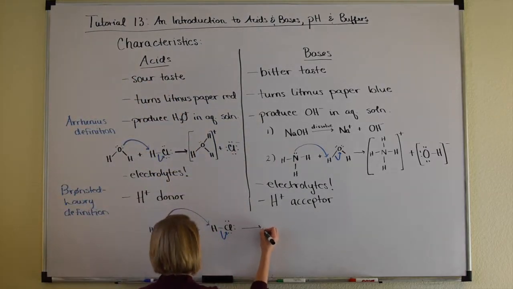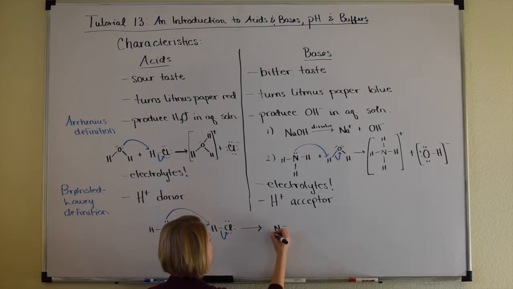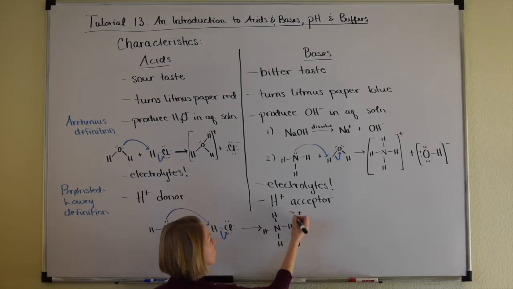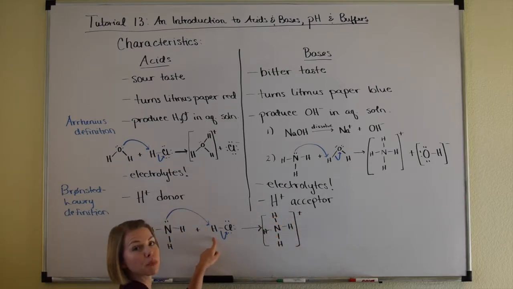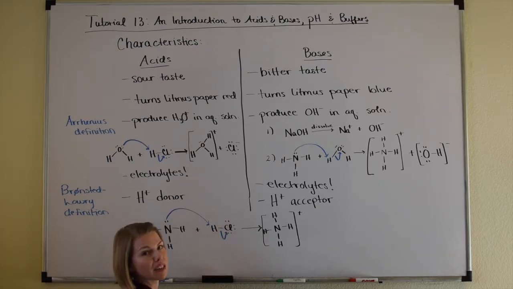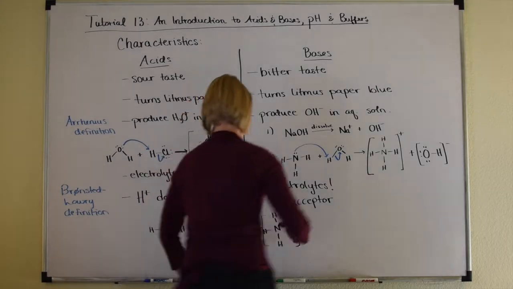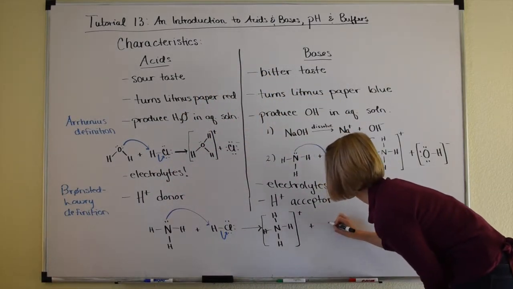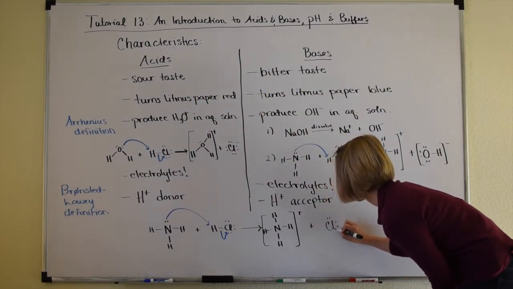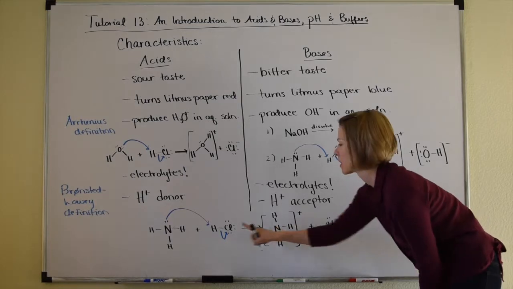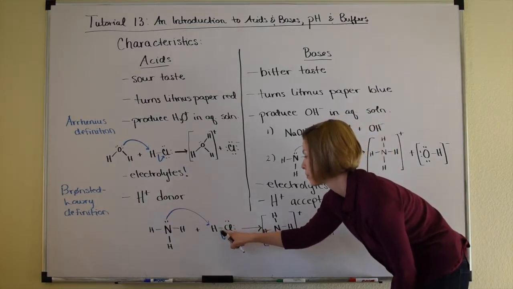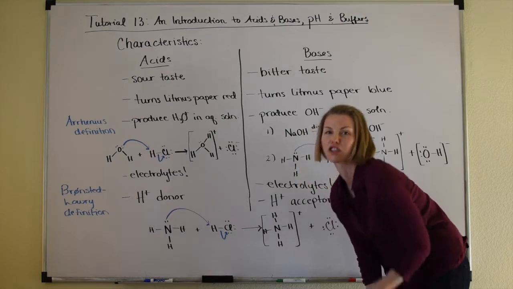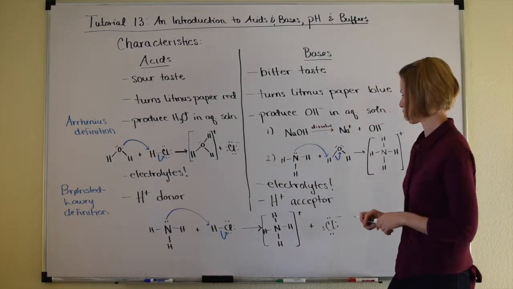And the products are ammonium cations, 1+ charge, because this hydrogen brings with it a proton only, with a 1+ charge, no electron to balance out that 1+ charge. And a chloride anion, because remember it now has 2, 4, 6, plus these two, 8 electrons all to itself. It has gained an electron.